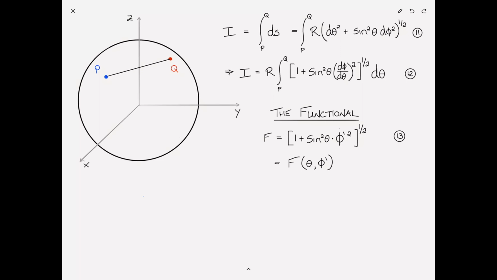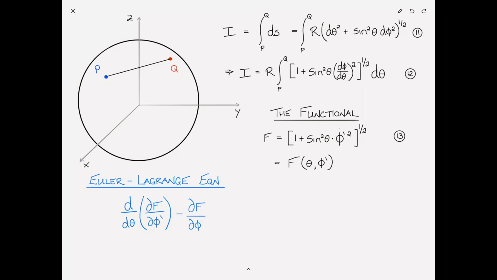Now, what do we need to do? Well, we need to just take our functional and substitute that into the Euler-Lagrange equation. A reminder that the Euler-Lagrange equation, now in theta phi form, looks like d by d theta of partial f partial phi prime minus partial f partial phi is equal to 0. You haven't seen it in this form yet, but if you just substitute the x with theta and the y with phi and phi prime, that would be the same form of the equation.